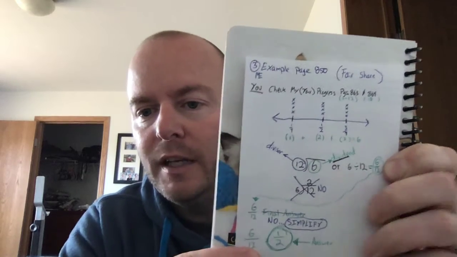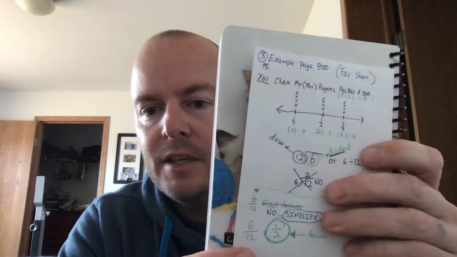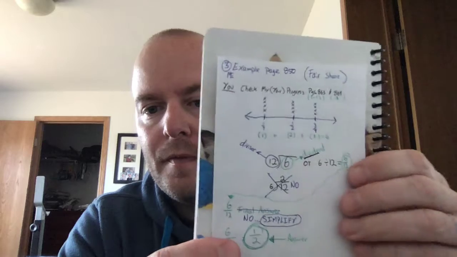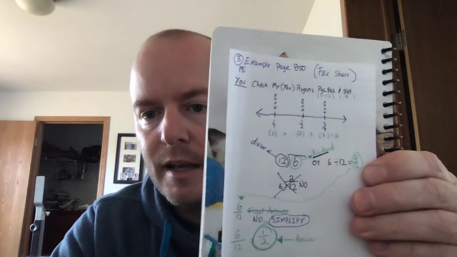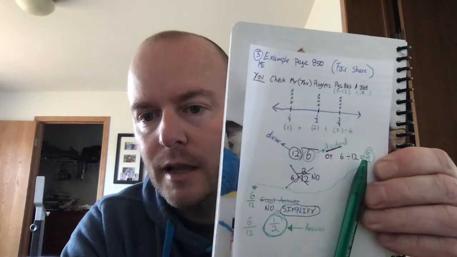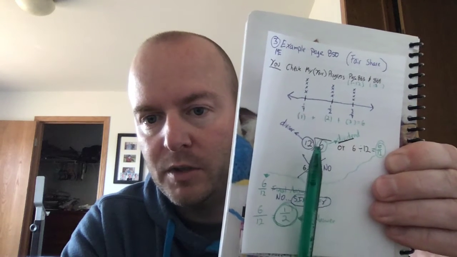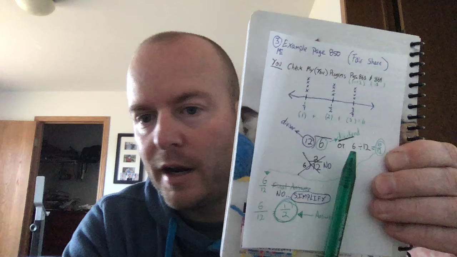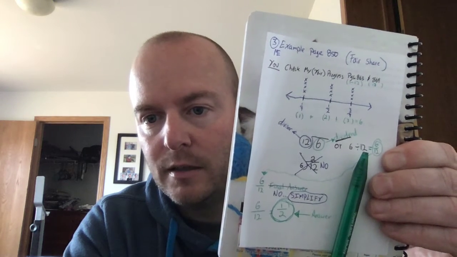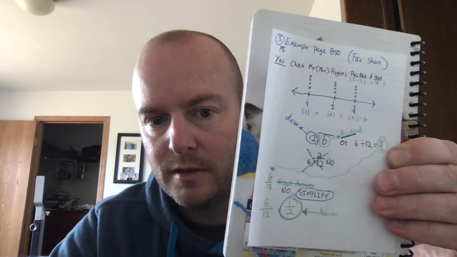And all you need to do when you see that is take the dividend and put it on top of the divisor, and you end up with 6/12. Just take the dividend, which is your 6, and put it right on top of your divisor, which is the 12, and you end up with 6/12.